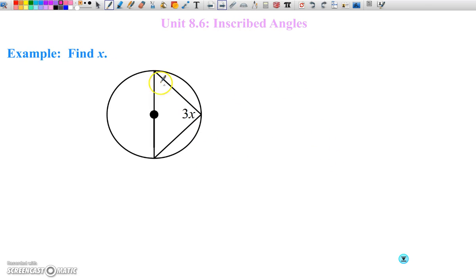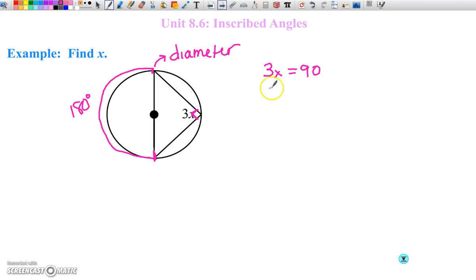And then also angle A is as well because it has the same endpoints, BD, the diameter. So if we have an example like this, you'll notice that this right here is a diameter, which means from here all the way around to here is 180 degrees. And if this is 180 degrees, then this angle right here must be a 90-degree angle. So we take our 3x and set it equal to 90. Divide by 3 to get x equals 30.